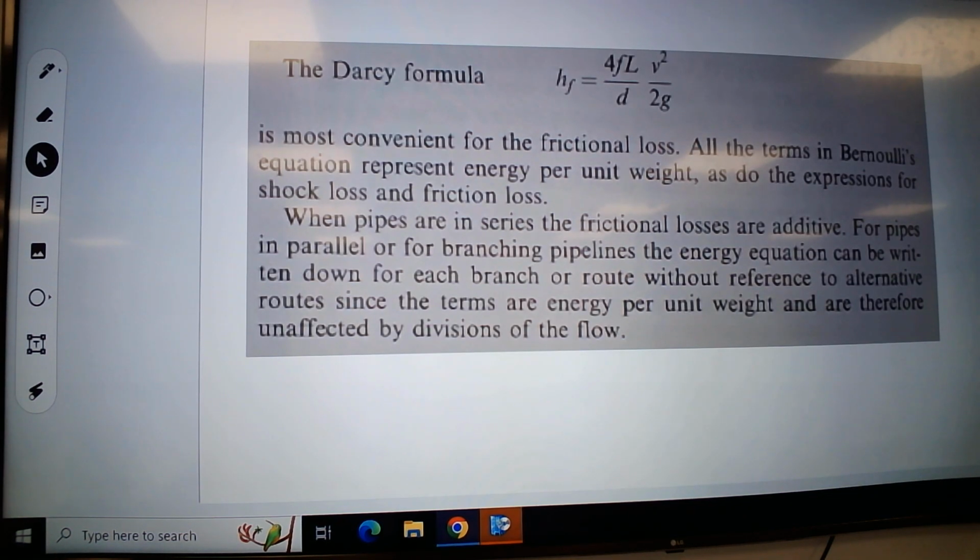Now we got the Darcy formula. If the pipes are in series, we add the friction losses. So if there is one pipe and I know the friction loss is provided, and I got another one, I can add the friction loss. Now in case the pipes are in parallel, we need to write down energy equations for each and every branch, and we need to have a look at the energy lost per rate. If we go to the next one, please.